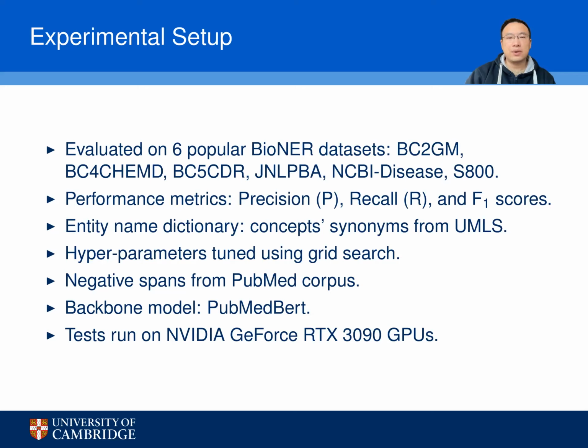We evaluate our model on 6 popular datasets, and we report the precision, recall and the F1 scores for each experiment. We use the synonym dictionary from UMLS, and the hyperparameters are tuned with grid search. The negative sequences are sampled from the PubMed corpus, and our backbone model is PubMedBERT. We run all of our experiments on 1390 GPU.